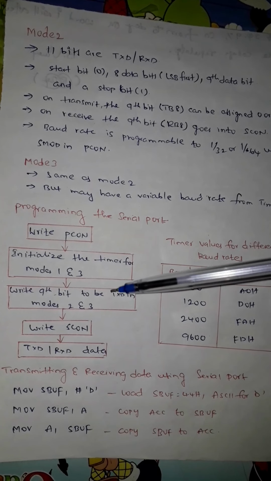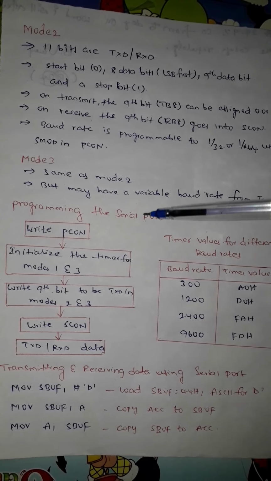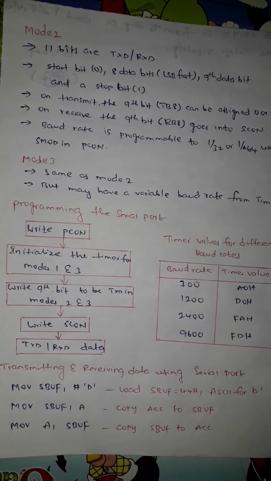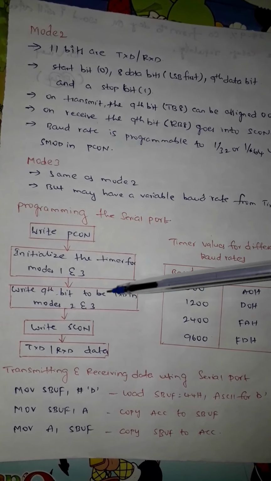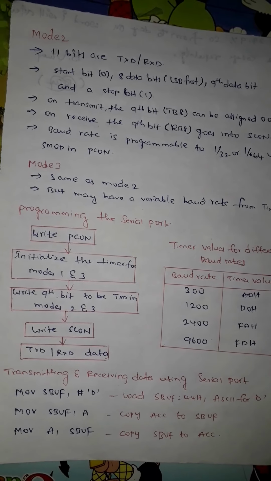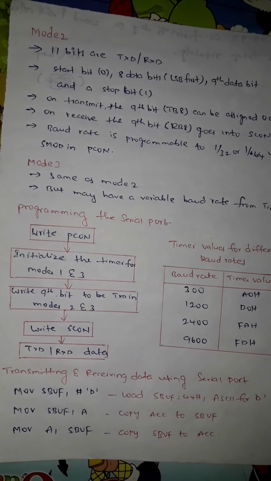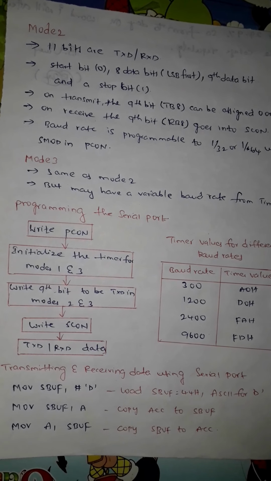Then you can use the 9th bit. If you are working in modes 2 and 3, then the 9th bit needs to be written to TB8. If you are not working in modes 2 and 3, then it is not required. Then you need to write the SCON value to set the serial port operation, and then you can transmit or receive the data. So these are the steps to be followed for programming the serial port.